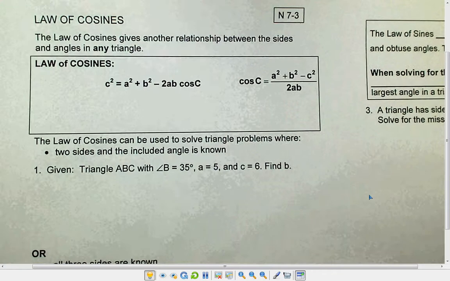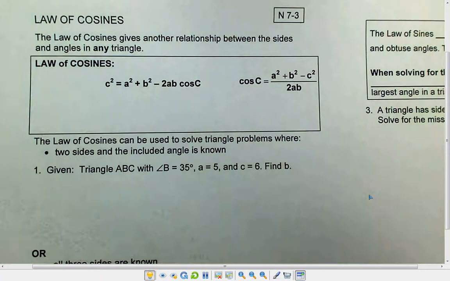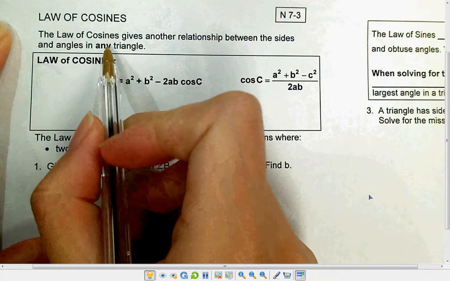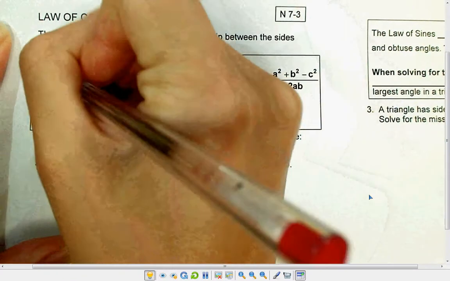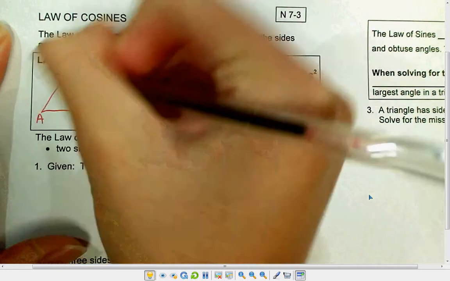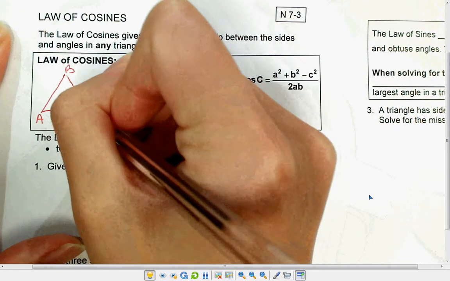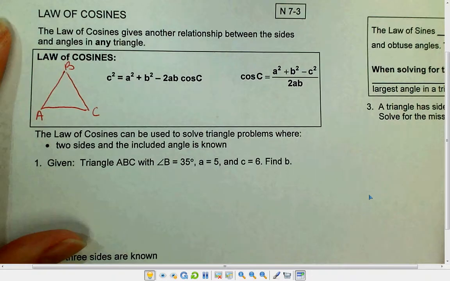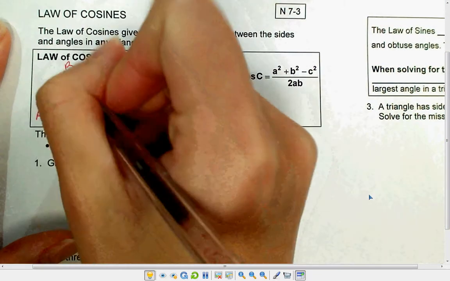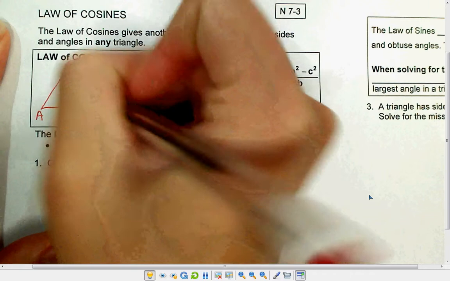We're learning about the law of cosines, which is another law that gives a relationship between the sides and angles of any triangle, so not just right triangles. So let's start off by drawing a triangle similar to the one that we had yesterday, where if our angles are A, B, and C, the sides are across from the corresponding angle.